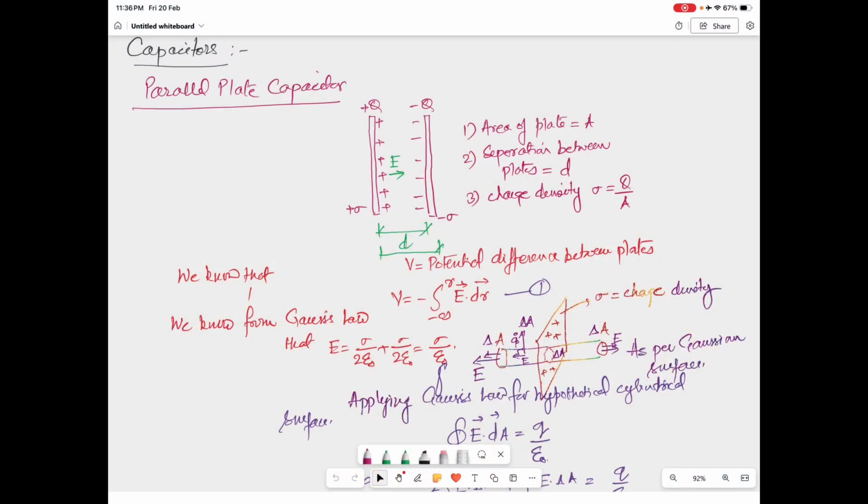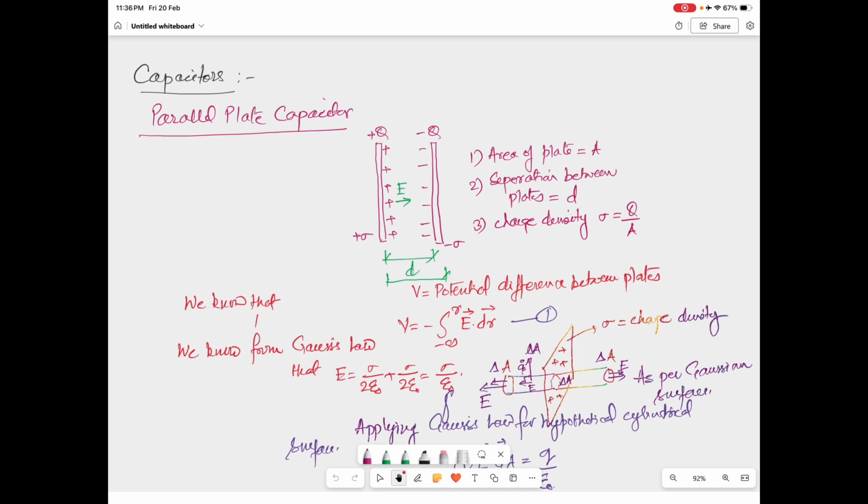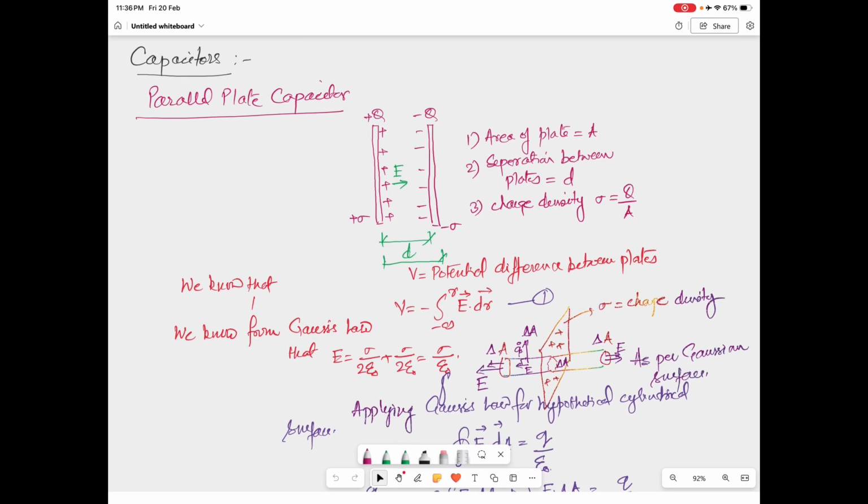Hello students, in the last video I covered the fundamentals of capacitance: what a capacitor is, and how we increase the capacitance of a conductor by introducing another conductor near it, making a capacitor. And we briefly covered the capacitance of the parallel plate capacitor.